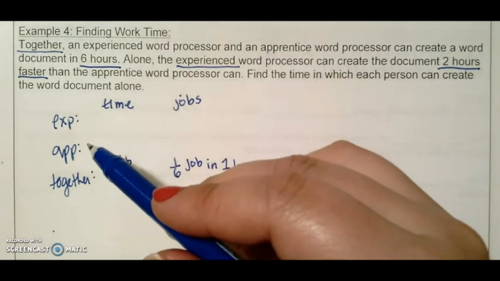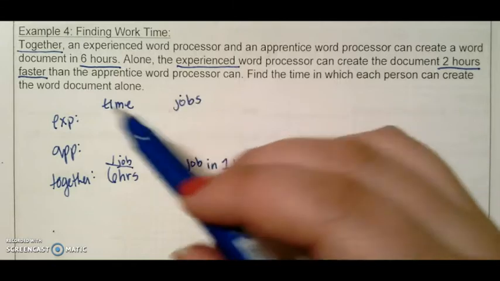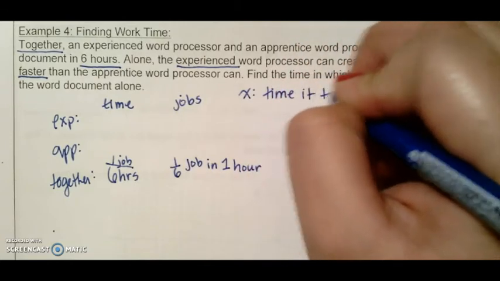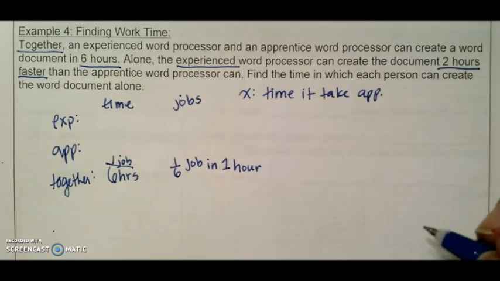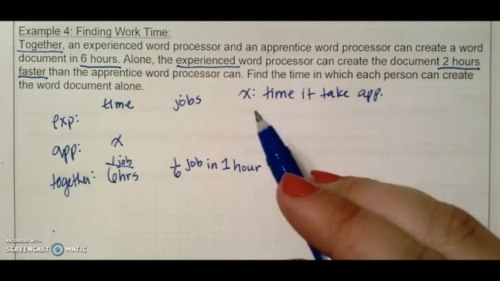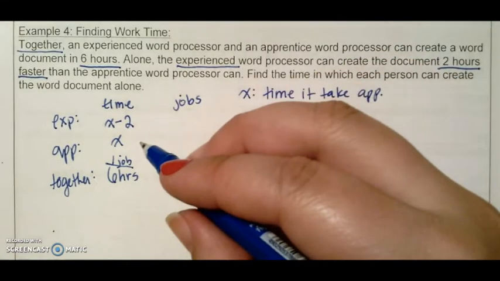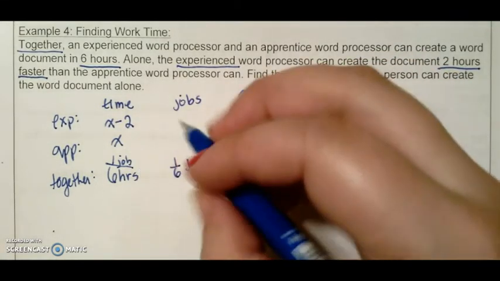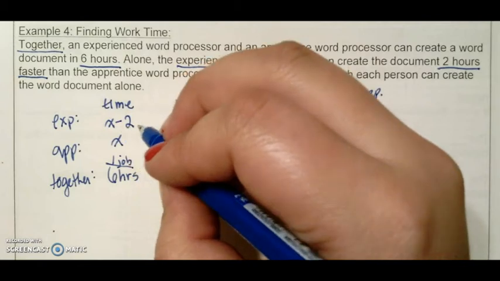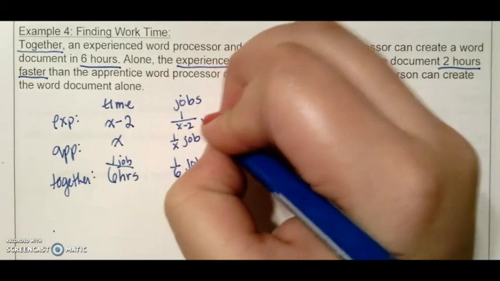Now let's look at the experienced and the apprentice. Alone, the experienced word processor can create the document 2 hours faster than the apprentice. We don't know anything about how long it takes the apprentice, so I'm going to say X is the time it takes the apprentice. The experienced one is 2 hours faster, so it takes him X minus 2. If it takes the apprentice X hours, he can complete 1/X jobs in an hour. The experienced can complete the whole job in X minus 2 hours, so he completes 1/(X minus 2) job per hour.